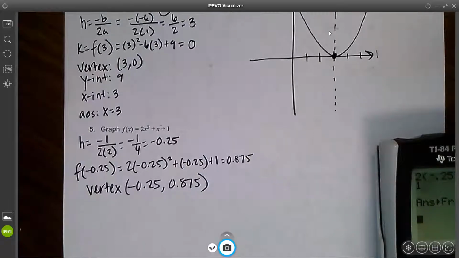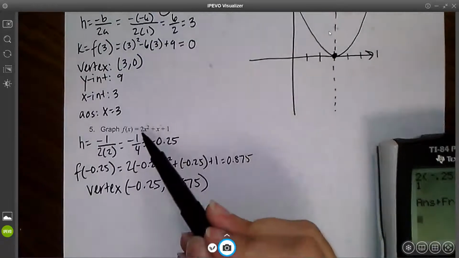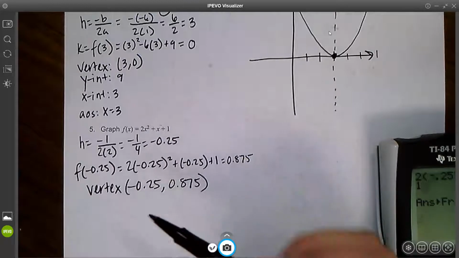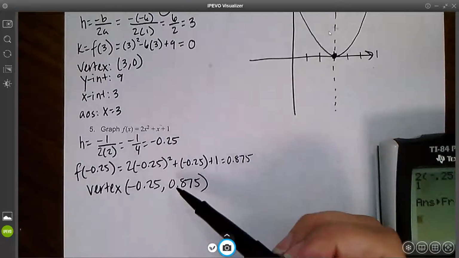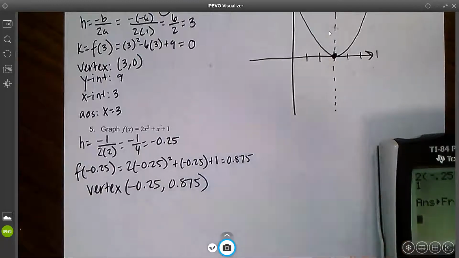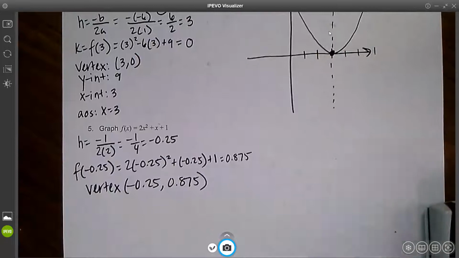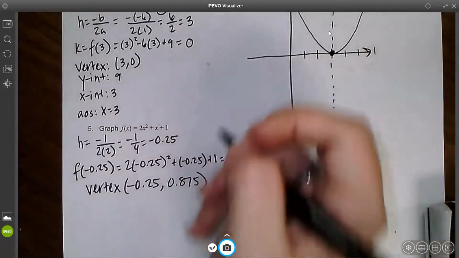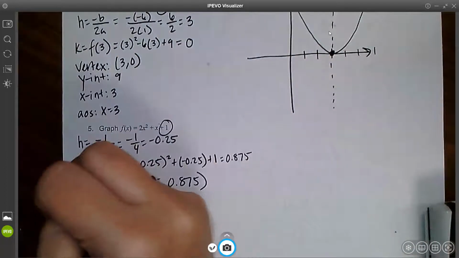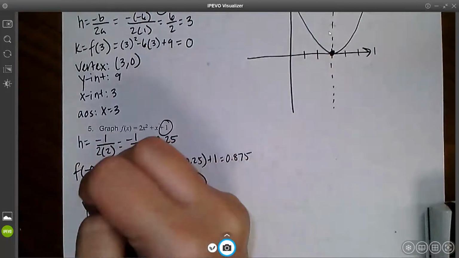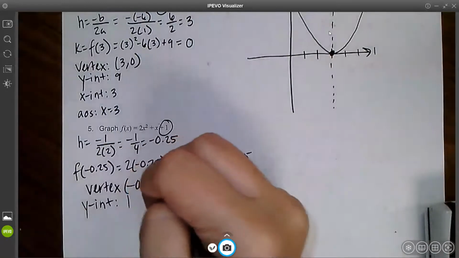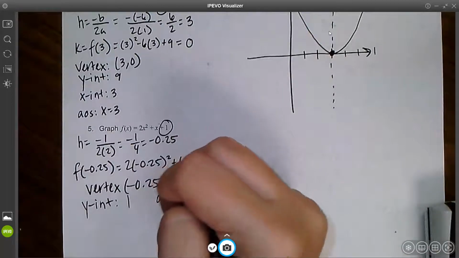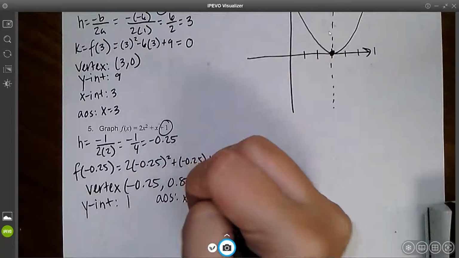Now let's think about this just a little bit. If this is opening upward because it's positive and my vertex is at a y value that's greater than 0, I'm not going to have any x-intercepts. You can check this on your calculator. I'm going to show you how to do that with the quadratic formula, the discriminant. So remember, my y-intercept is 1. My axis of symmetry is the x value of my vertex.